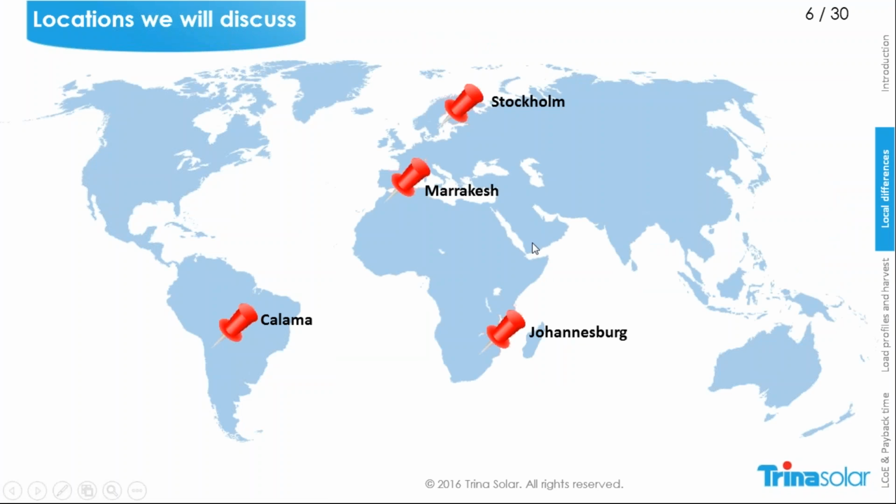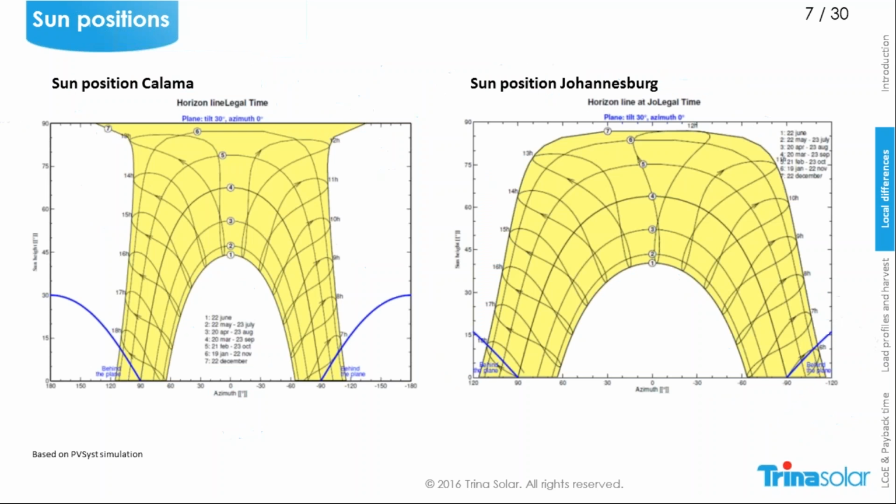First of all, today we want to show, because we have a very global approach, Stockholm, Marrakesh, Johannesburg and Kalmar, to see what happens at the different locations, how the different locations behave compared to each other, and what it means, for example, for the system design or product selection, so that you can offer your customers the best solution for their needs.